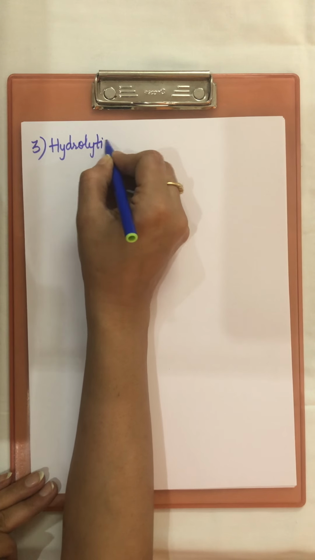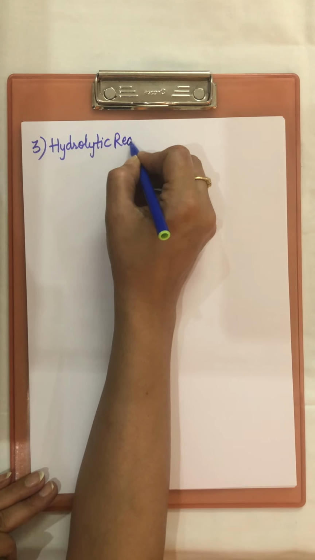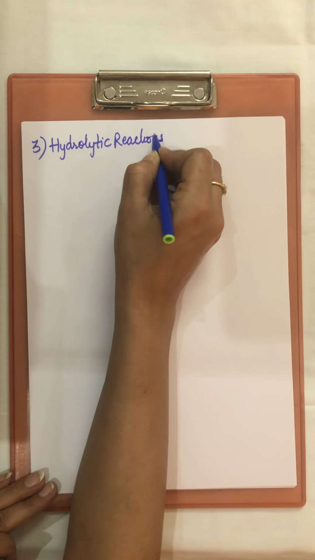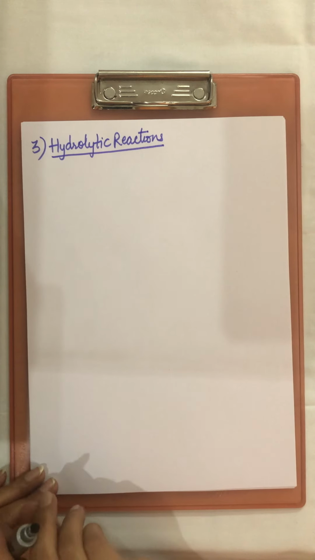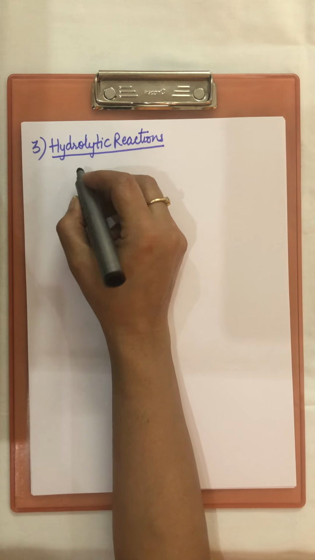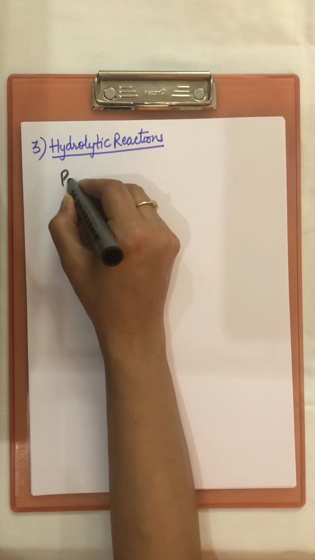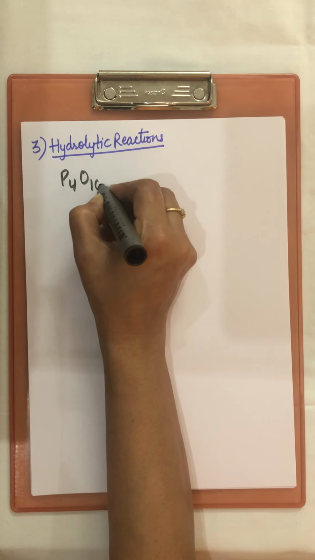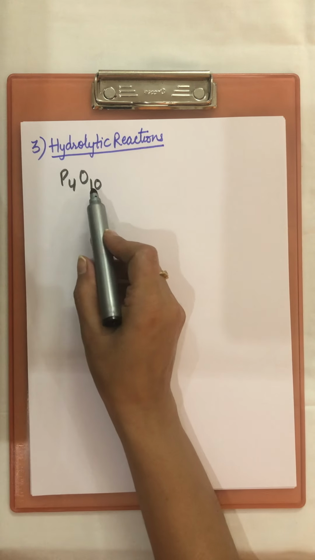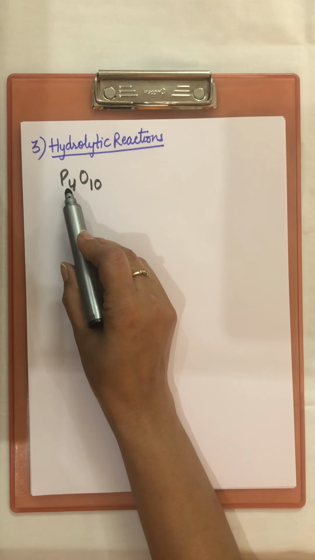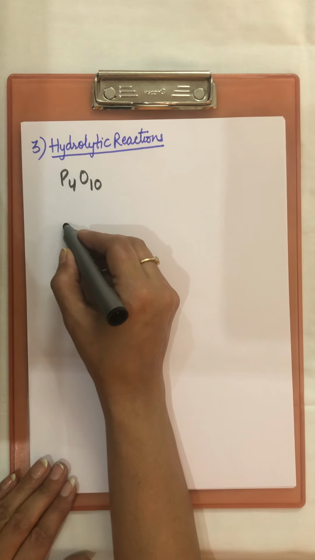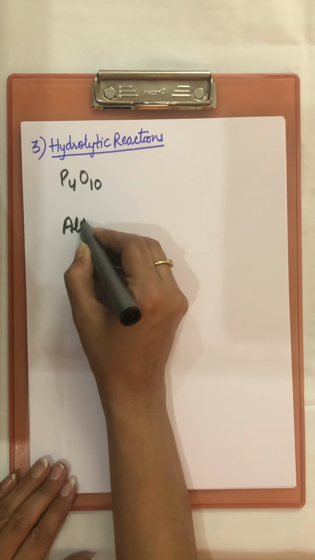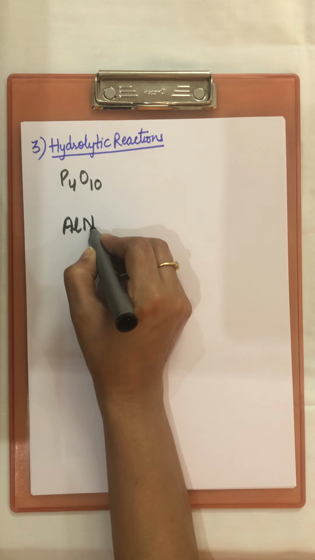Hydrolytic reactions. Hydrolytic is from the word hydrolyze. So water can hydrolyze many oxides of metals or non-metals, like this phosphorus pentaoxide, an oxide of a non-metal. Or in place of oxides of metal or non-metal, there can be nitrides and hydrides also here.